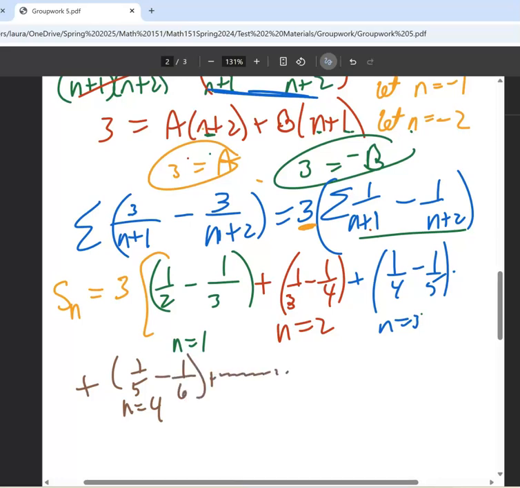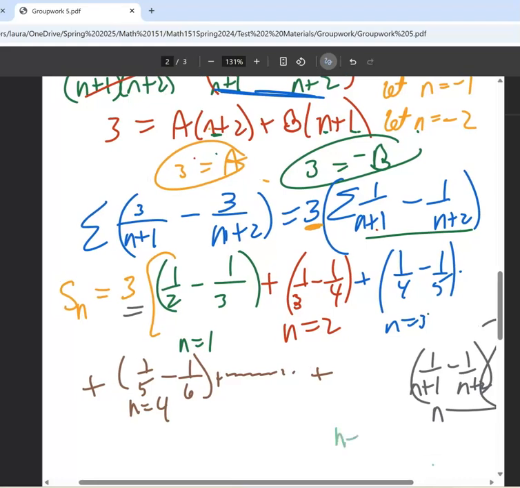And then you have to be able to do the dot, dot, dots, right? So the last term will be n, right? I've got that 3 on the outside, right? It'll be 1 over n plus 1 minus 1 over n plus 2. There. Okay, so then if I go to the one term before that, that would be the n minus 1 term. So n minus 1 would be 1 over n minus 1 over n plus 1. And that'd be a plus, right?